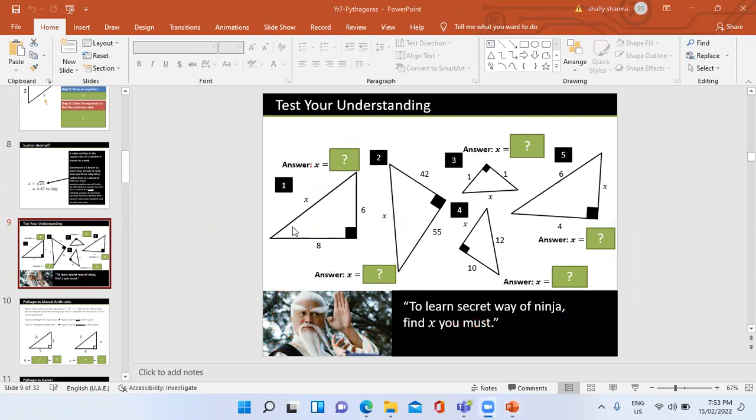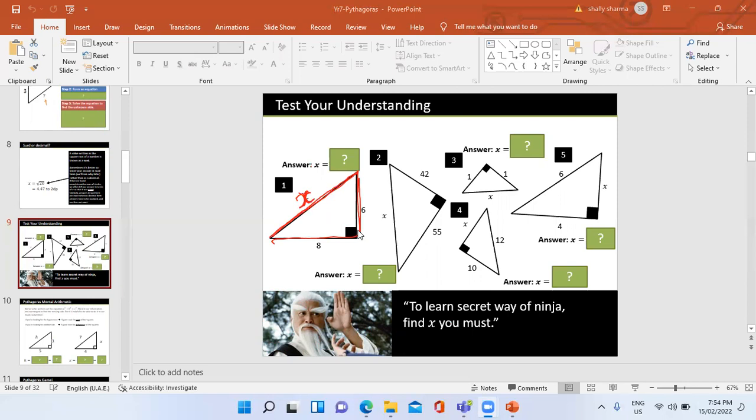Okay. The first triangle is a right angle triangle because the square angle is given. The two sides that belong with this angle are given. These are the adjacent sides, the side with 6 centimeter and the side with 8 centimeter. And this is the opposite side, which is given as x centimeter. We have to find out this x.